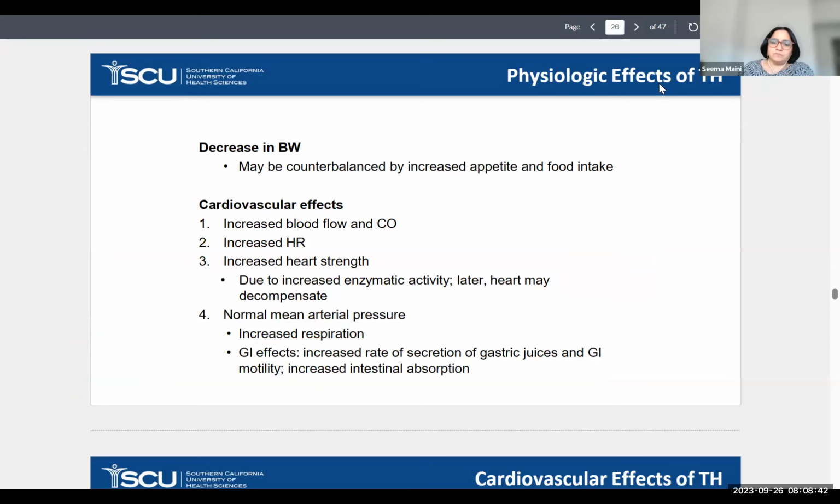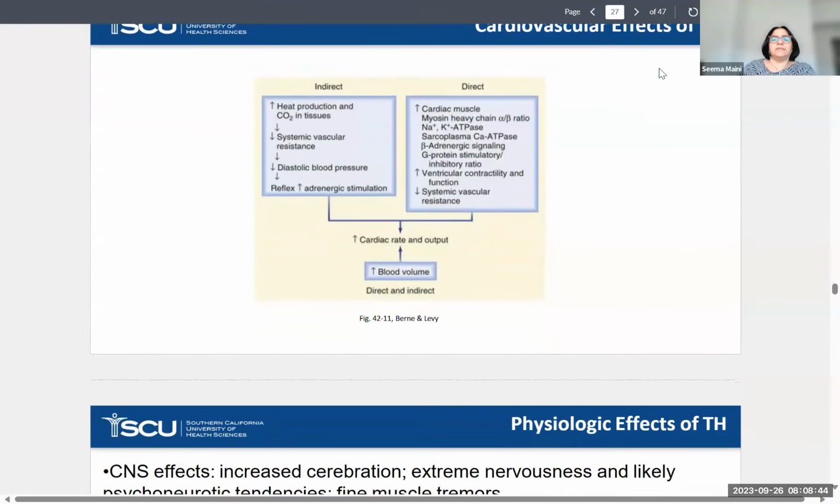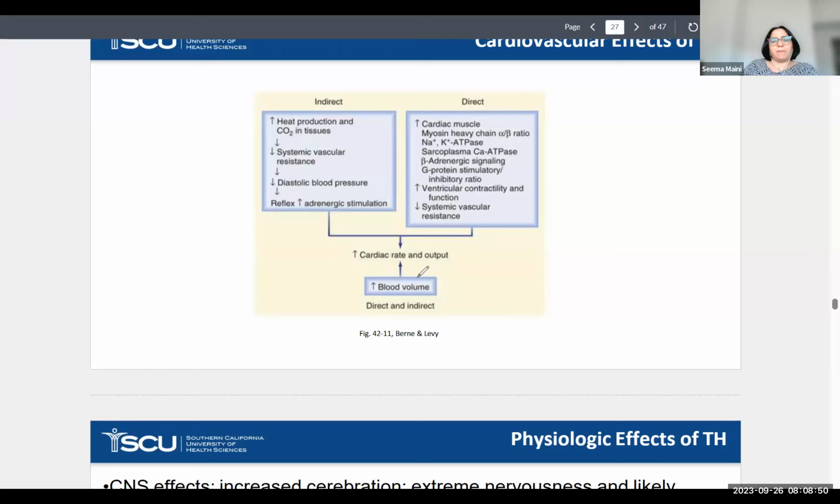Good. So these are direct and indirect cardiac effects, and we talked about it. Overall, there is increased cardiac rate and output. Increased blood volume causes increased cardiac output and increased heart rate, right?